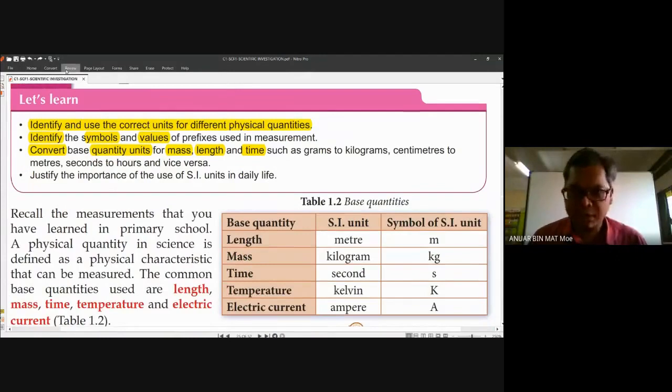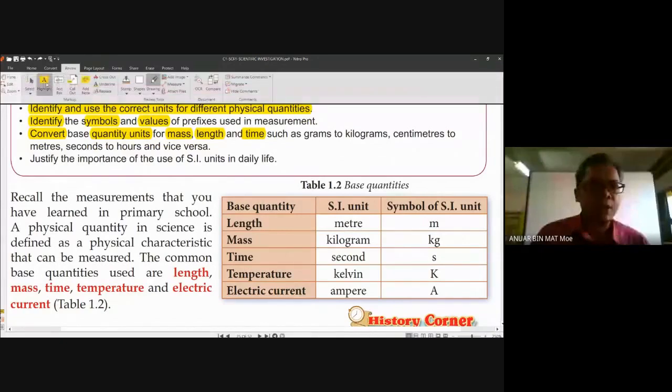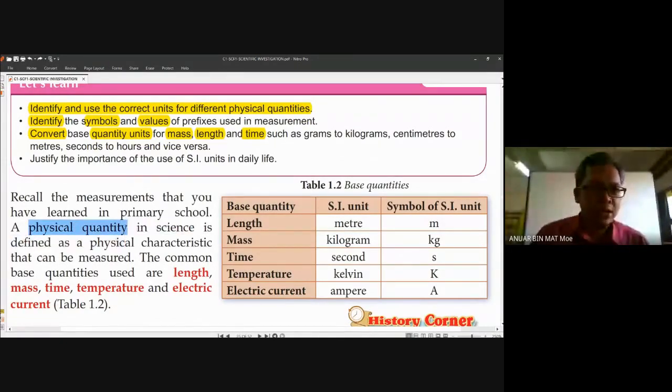All right, so I will skip the not important terms. I will touch only the important terms in this topic, yeah. Okay, so number one, base quantity and unit. What is a physical quantity? A physical quantity is defined as a physical characteristic that can be measured. Anything that we can measure, for example, the length, the mass, the time, the temperature, and the electric current. How many? 1, 2, 3, 4, and 5.